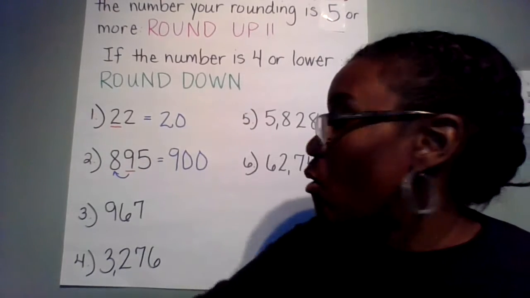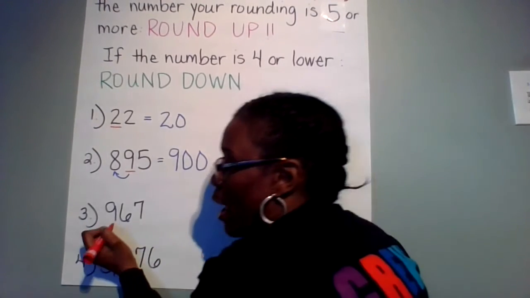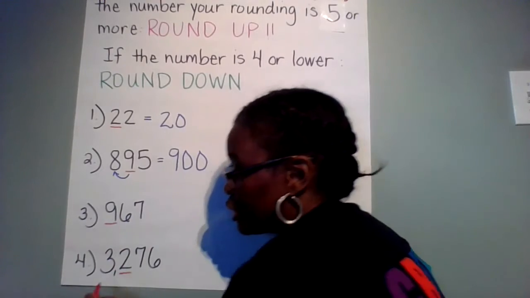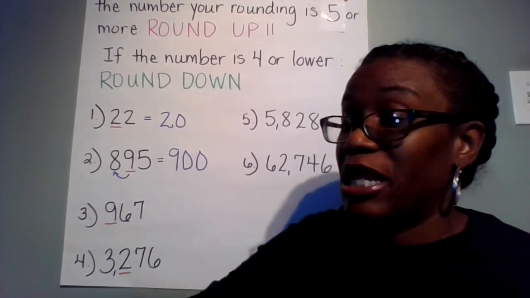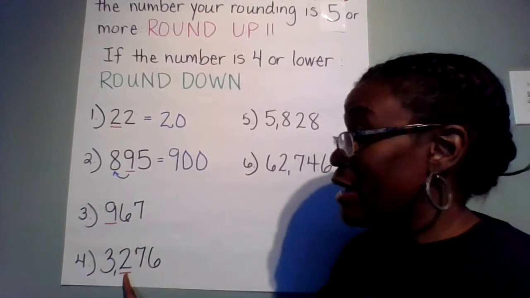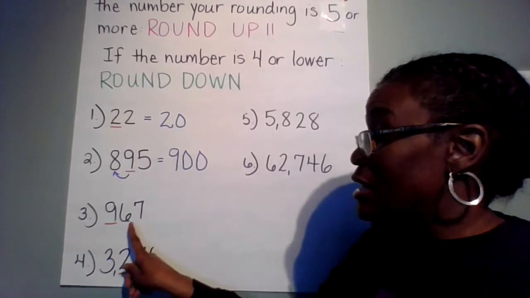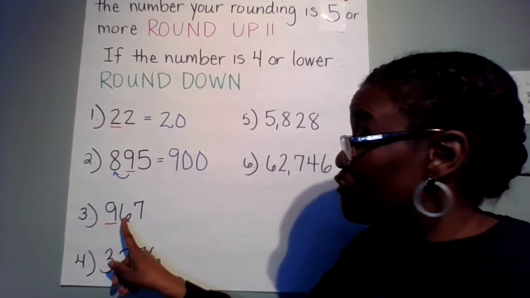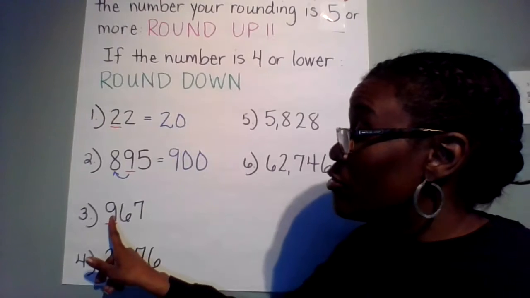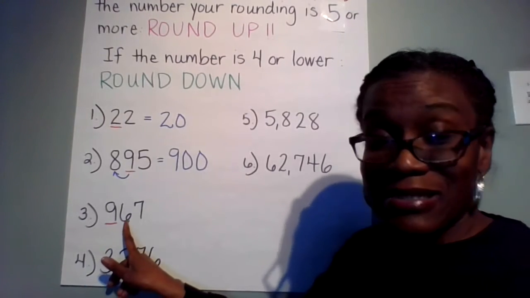So now on my next one, I'm going to round to the hundreds. So let's take a look. I just underlined, I'm rounding to the hundreds. Let's look at the number that's right after the number 9, and it's 6.